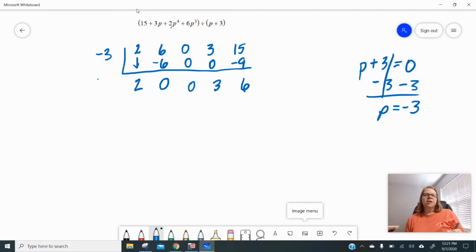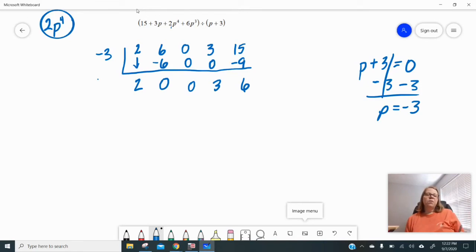Okay, so it started out as 2p to the 4th. That was the first term to begin with. So 2p to the 4th was our first term because that was the biggest exponent. That means that when we divide out this term, we're going to be left with something p to the 3rd power. And so because this was to the 4th, the answer is going to come down 1 in terms of the exponent.